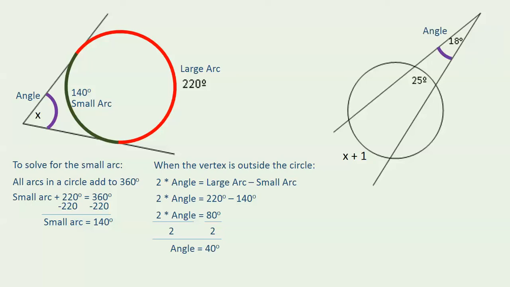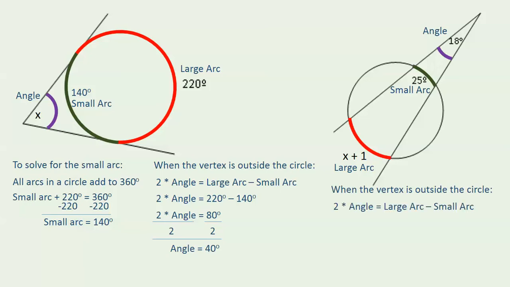Now, we're given an angle of 18 degrees, and we need to solve for x. I know that my small arc is 25 degrees, and my large arc is x plus 1. When the vertex is outside the circle, 2 times my angle will still equal my large arc minus the small arc. So I'm going to take 2 times 18 degrees, and it's going to equal the large arc x plus 1 minus the small arc 25 degrees.